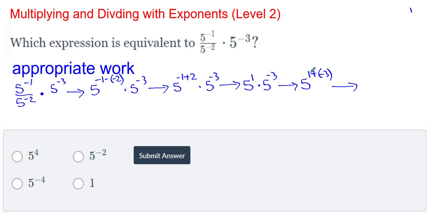And then that'll simplify. 1 add a negative 3 is going to simplify to 5 to the power of negative 2. I'm going to box this. This could be my option as my answer, and it is.